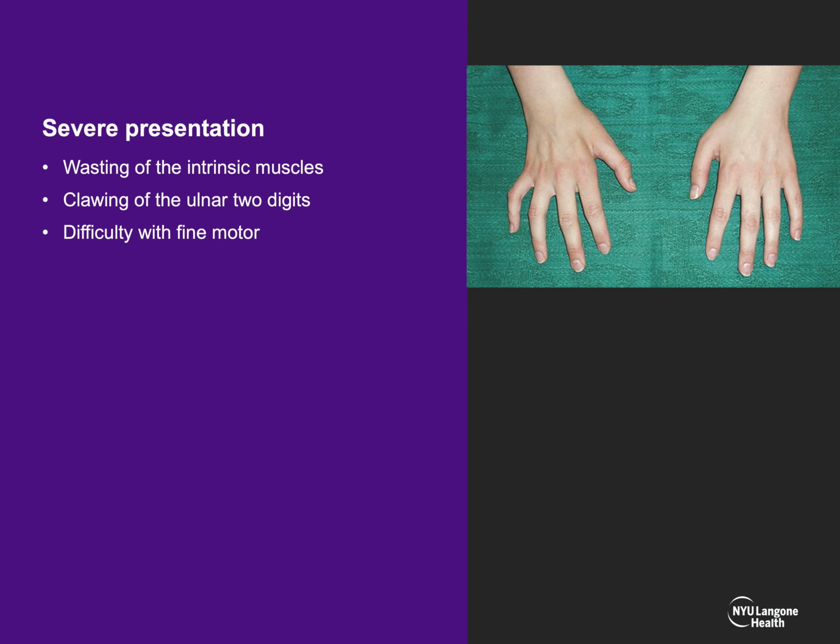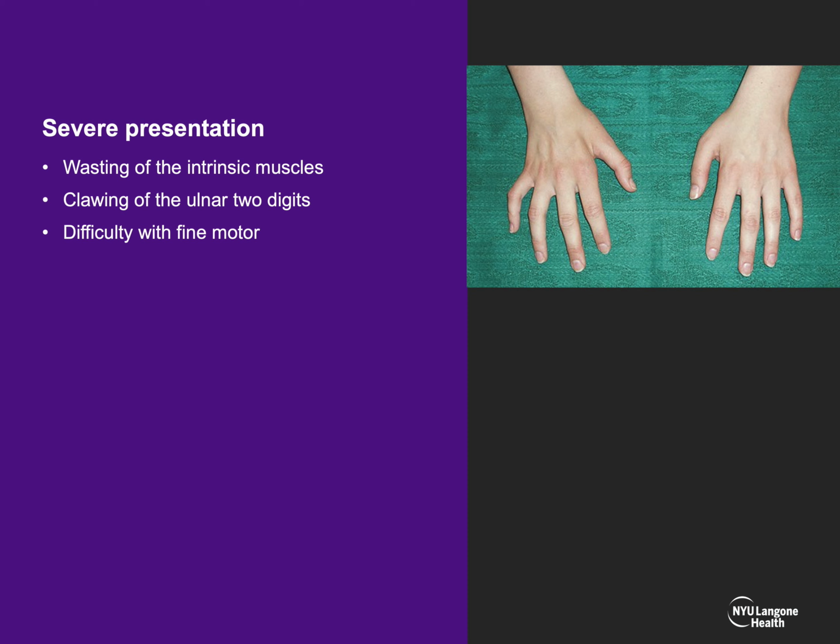Okay, so when patients present with severe presentation, they have wasting of the intrinsic muscles of the hand, and they have clawing of the ulnar two digits, and they have difficulty with fine motor. Now, the clawing of the ulnar two digits is important for you guys to pay attention to. Why do you have clawing of the ulnar two digits? Because your intrinsics are not working. Which intrinsics are not working? Your lumbricals. Your lumbricals for your ring finger and your small finger are not working.